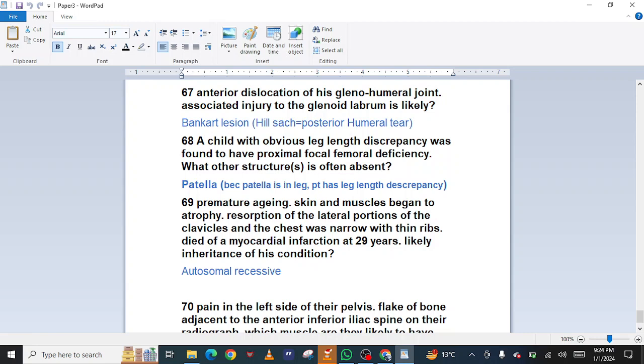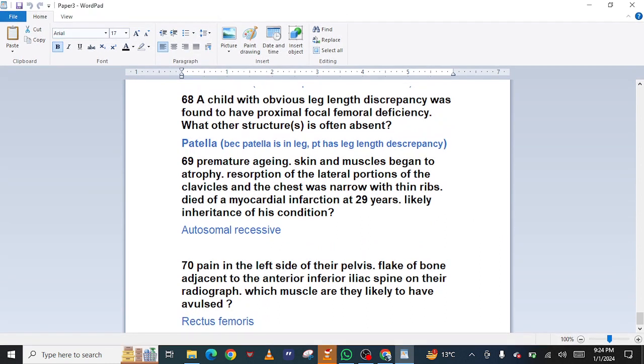Patella. 69. Premature aging, skin and muscles began to atrophy. Absence of the lateral portions of the clavicles, and the chest was narrow with thin ribs. Died of myocardial infarction at 29 years. Likely inheritance of his condition? Autosomal recessive. 70. Pain in the left side of their pelvis, flake of bone adjacent to the anterior inferior iliac spine on their radiograph. Which muscle are they likely to have avulsed? Rectus femoris.